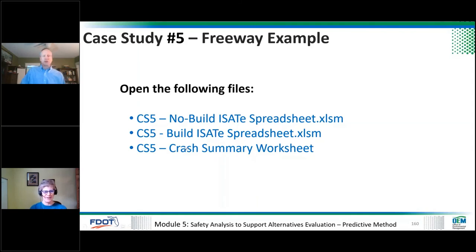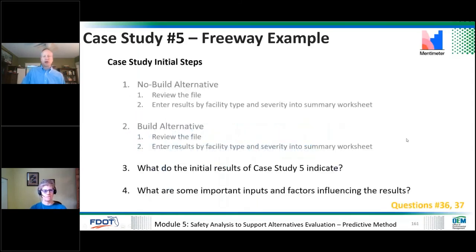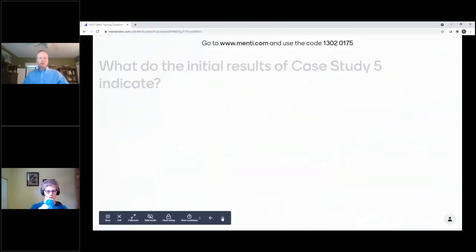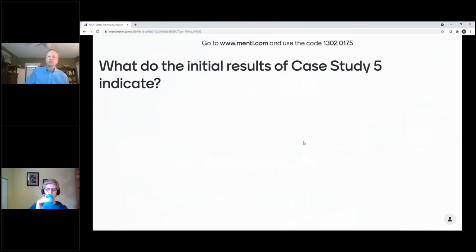So let me go on to the next question. What do the initial results of case study 5 indicate, and what are some important inputs and factors influencing the results? So pull over Mentimeter, those are the questions. Just be thinking about those things. What do the initial results of case study 5 indicate? What do you see in the spreadsheet?